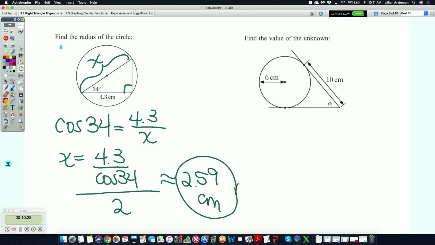Good stuff. Okay, let's move on to the next one. It says find the value of alpha, and we're given this. These two lines are called what? Tangents. They are called tangents.